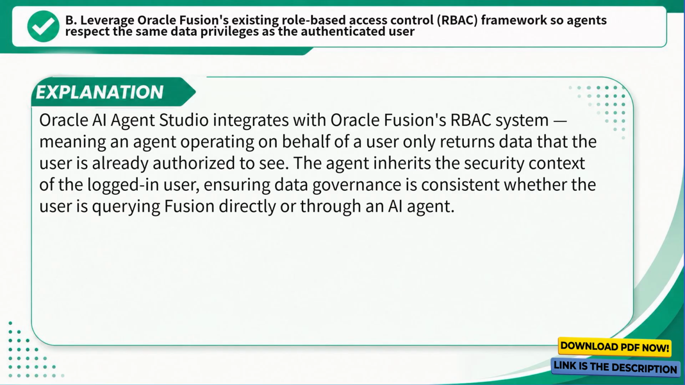Correct answer. B. Leverage Oracle Fusion's existing role-based access control (RBAC) framework so agents respect the same data privileges as the authenticated user. Explanation. Oracle AI Agent Studio integrates with Oracle Fusion's RBAC system, meaning an agent operating on behalf of a user only returns data that the user is already authorized to see. The agent inherits the security context of the logged-in user, ensuring data governance is consistent whether the user is querying Fusion directly or through an AI agent.